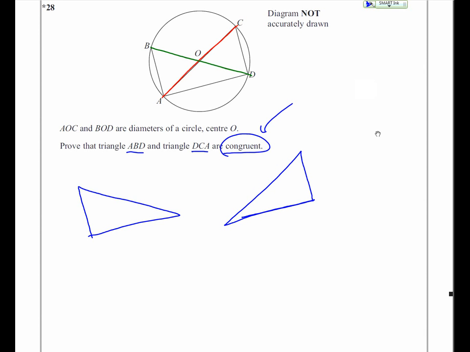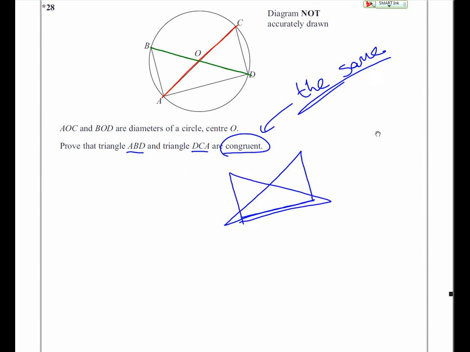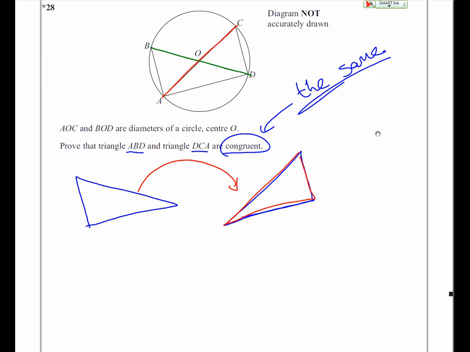Congruent means the same triangle. Okay, in maths, congruent means identical. Now, not identical in terms of the same orientation, but if we could spin that around, it would go bang on top of the other one. So how are we going to prove it with maths? Well, if we prove that they're all the same lengths, then we're done.